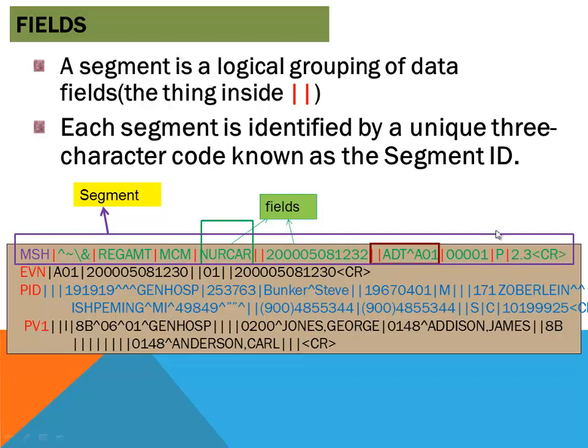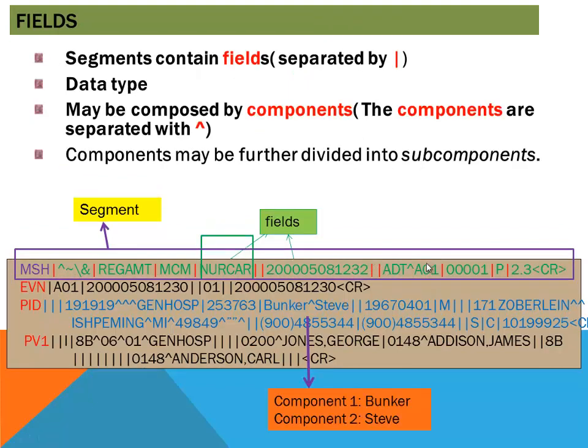For example, this is one segment, this is one field. Segments contain fields. For each field, we hold some data. This kind of data has some data type. For example, the data here is some numbers, but the data here is some characters. The definition of the data type, we will talk about later.